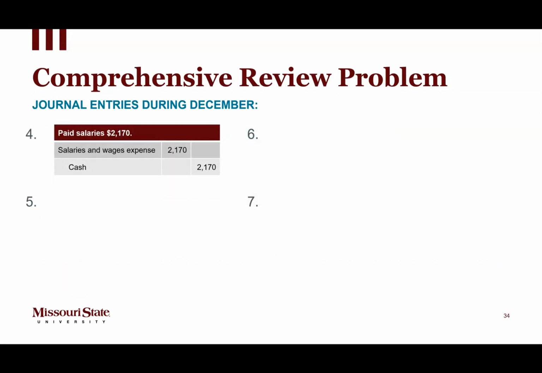Number 4, we paid salaries of $2,170. And recall here it says paid. We paid those salaries, right? So that's cash. So we're going to debit an expense, and we're going to credit our asset cash.